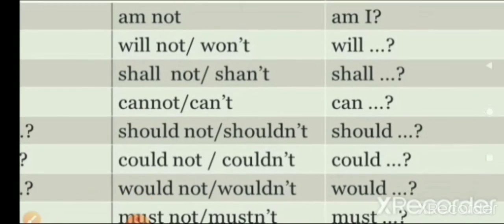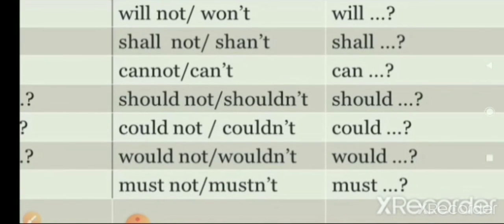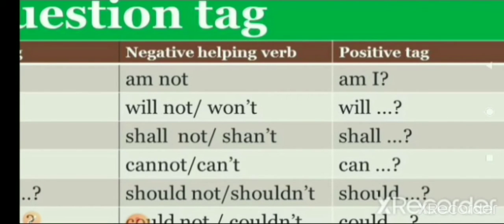Likewise, negative helping verbs. As I told you, a negative statement takes a positive tag. So whenever we use the helping verb as am not, will not or won't, shall not or shan't, cannot or can't, should not or shouldn't, could not or couldn't, would not or wouldn't, must not or mustn't, it takes a positive tag. Am not. The positive tag is am I.